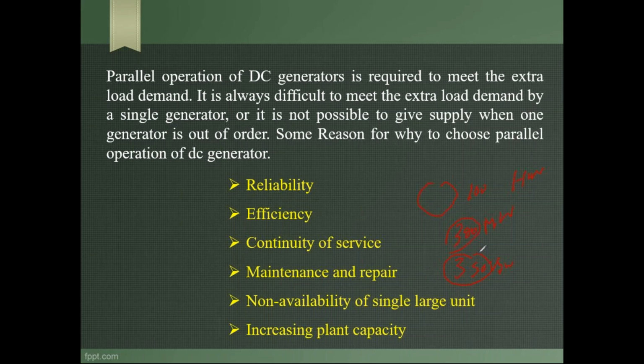So how is it possible? By using a backup device connected in parallel. See here, it is required to meet the extra load demand. It is always difficult to meet extra load demand with a single generator. If one generator gives 300, now we need 350, and one generator cannot generate 350. That is the reason why we are using one more device connected in parallel. Also, it is not possible to give supply when one generator is out of order.